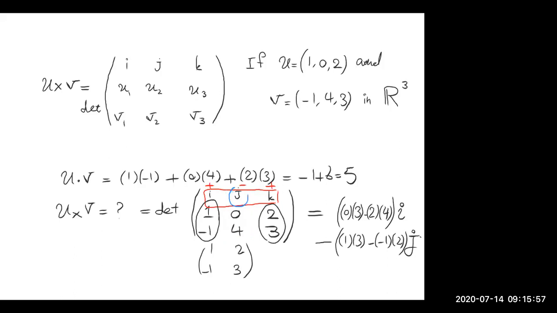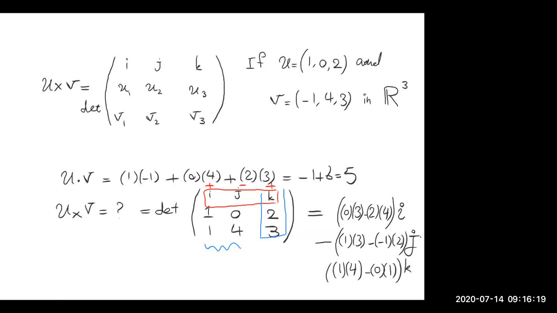Okay, let's remove that. Now we should look at the last part. Let's remove the third column. What remains here? Its determinant is 1 times 4 minus 0 times 1. We should multiply it by K. Here we have plus above K, we should write plus.